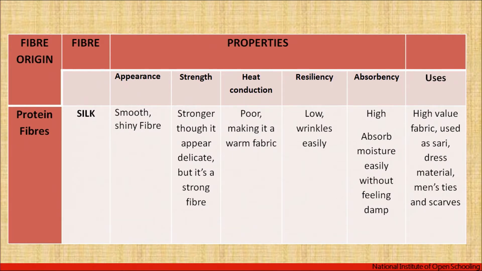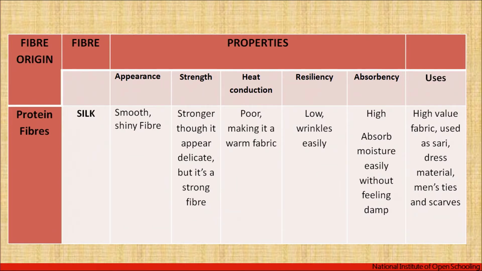Have you heard your mom say she has one silk sari which is very expensive? She doesn't wash it at home, she goes for dry cleaning. So we can say the appearance of silk fabric is smooth and shiny, and the strength is also strong. Though it appears delicate, it is known as a strong fiber compared to other fibers like cotton and linen. It is a poor conductor of heat, making it a warm fabric.